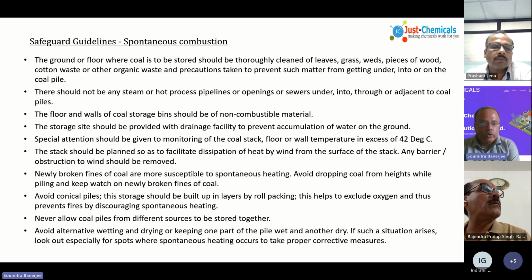So as I told you earlier, the smaller the particle, the more is the loss in carbon and hydrogen.